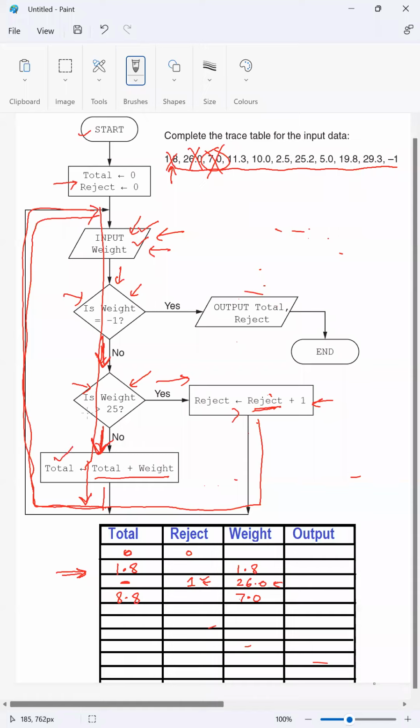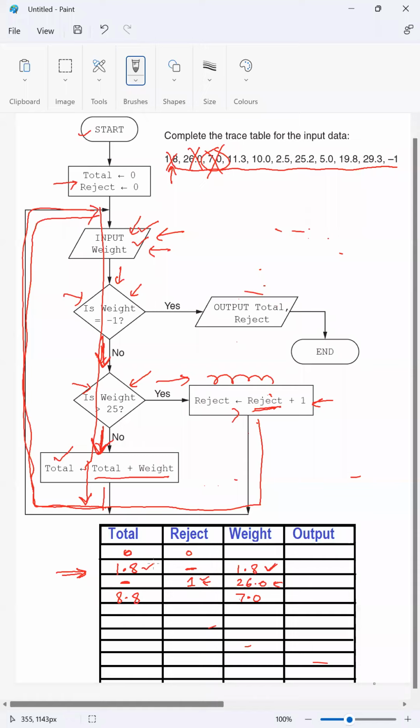And when you're taking this path, then you're not going in this direction. You're not going towards reject. So that box reject is going to be left empty. Even though its previous value was 0, we are not going to write 0 here. Rather, we're going to leave it blank because we did not visit this box. We did not update reject when the value of weight, for example, was 1.8, right? In this case we updated the value of total.